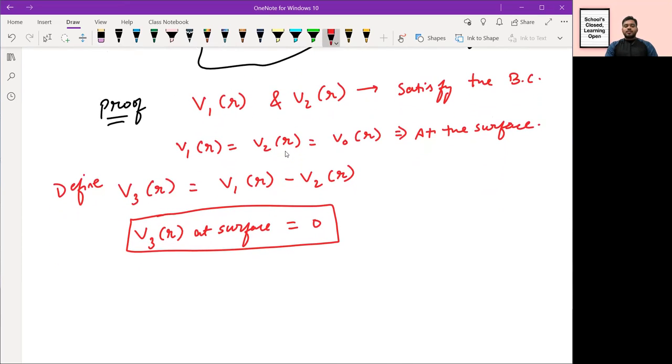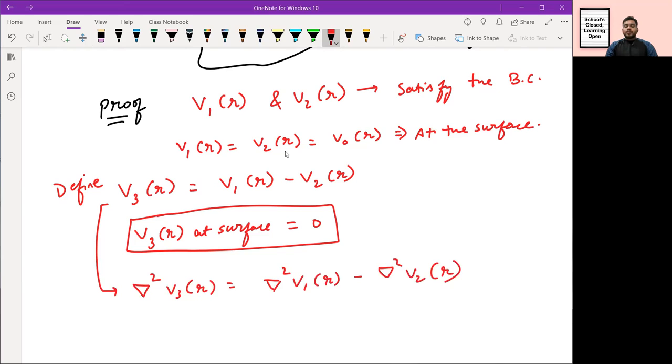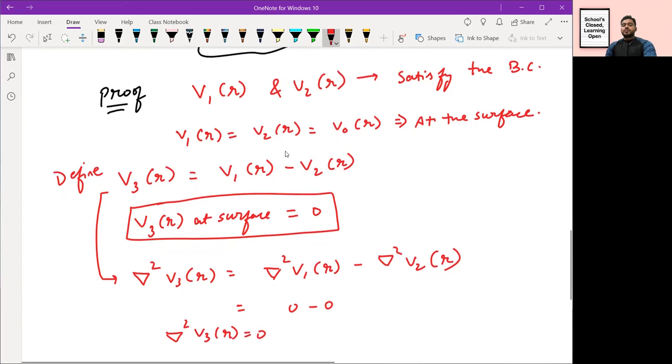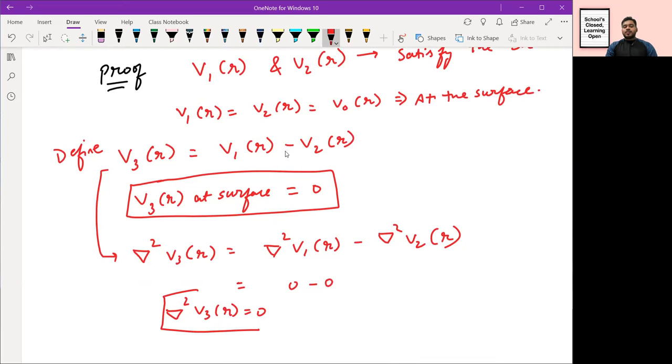Now again, using the Laplace equation, del square V3 is equal to del square V1 minus del square V2. Now del square V1 is 0 because it is a charge-free cavity. Del square V2 is also 0 because it is a charge-free cavity. So del square V3(R) is 0. And V3(R) at the surface is also 0.